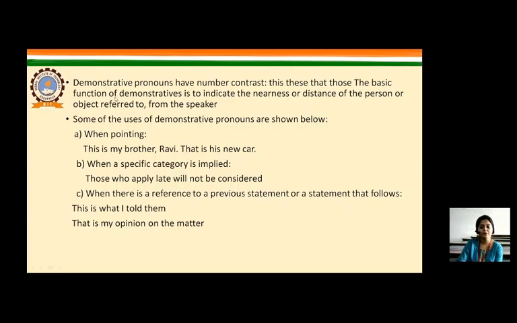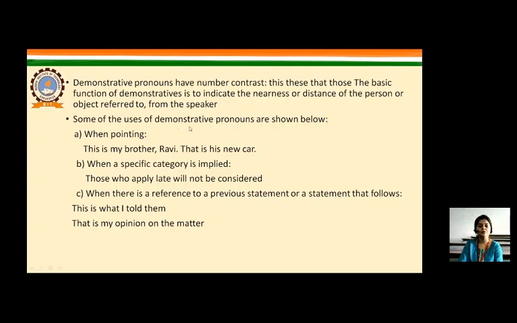Then we have, demonstrative pronouns have number contrast. So this, these, that, those, all these are the demonstrative pronouns. The basic function of demonstratives is to indicate the nearness or distance of the person or object referred to from the speaker. So like you will say, this house is too far from my place. So here you are telling the nearness or the distance. You are actually telling here that this particular house is very far from your place.